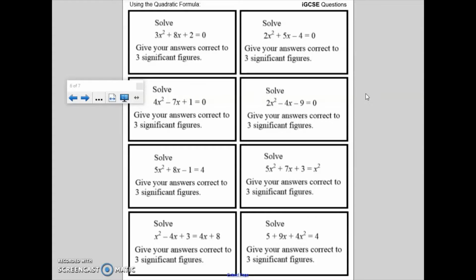If you could pause the video at this point, work through all 8 questions, showing your full working out and your full understanding of this topic. Could you pause the video now, please?